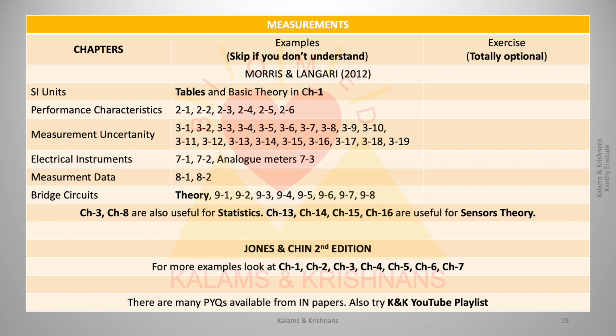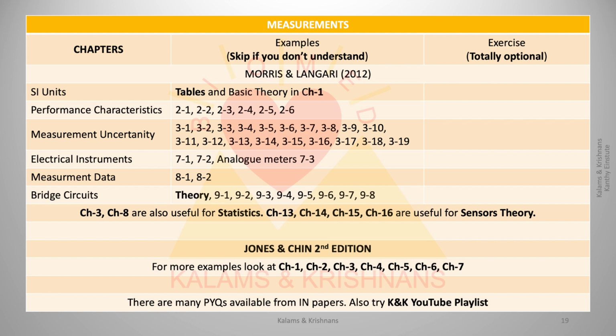That book, Morris and Langari, is also useful for measurements. And again, this book has well illustrated examples and very good theory, so it is very useful for self-study. I have listed down chapter-wise examples that are very useful for GATE. Some of the chapters in the book are also useful for statistics. So chapters 3 and 8 specifically, don't miss those chapters. And again, as we discussed, certain chapters like 13, 14, 15, and 16 are also useful for sensors.